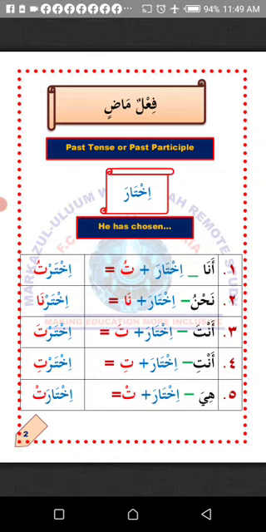Khamsa, number 5. Hiya, she. So how do we change the verb ikhtara to suit hiya? All you need to do is to attach ta'un carrying sukun to the last letter. So the verb ikhtara will now become ikhtarat, which means she has chosen. La'alaka fahimt? I hope you understand.